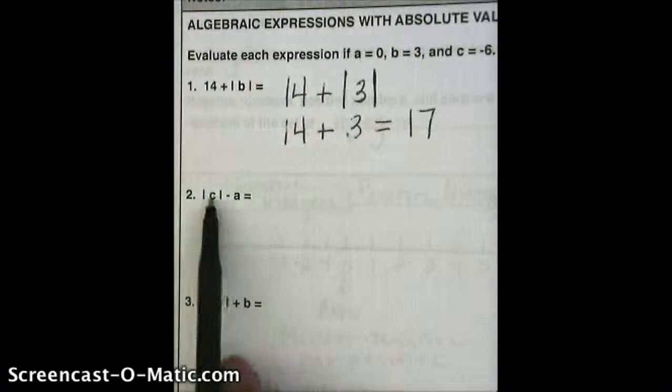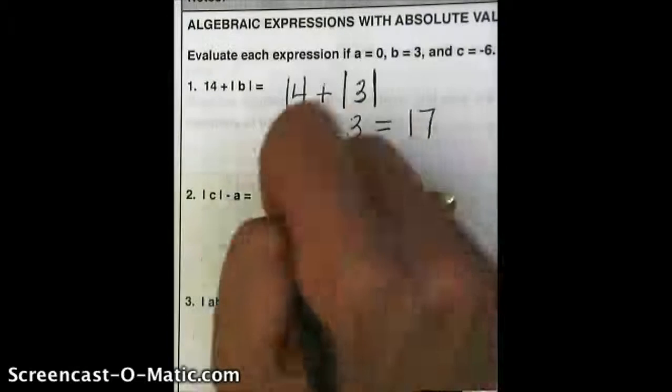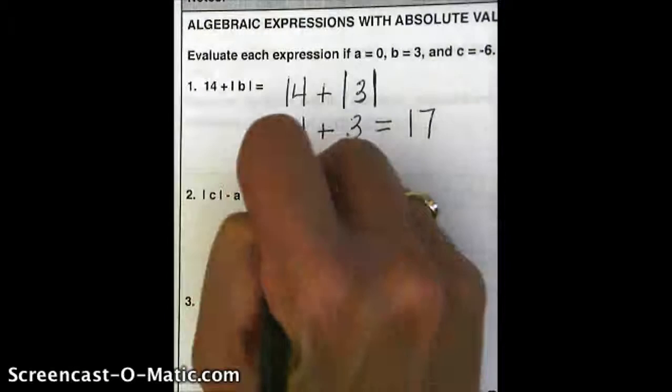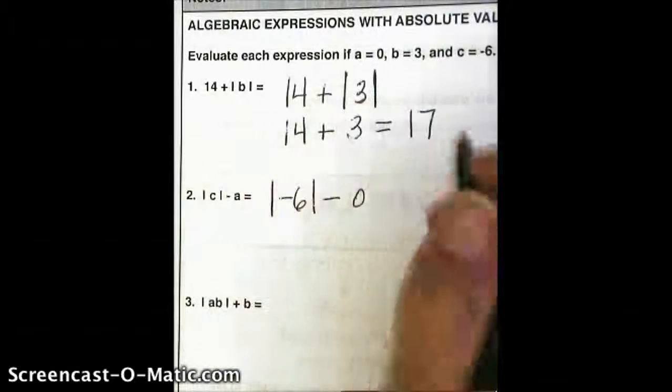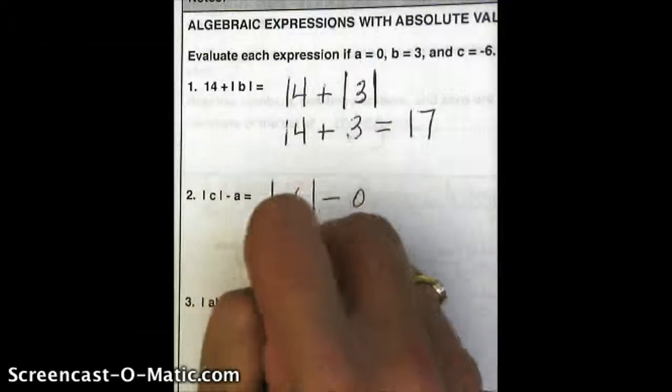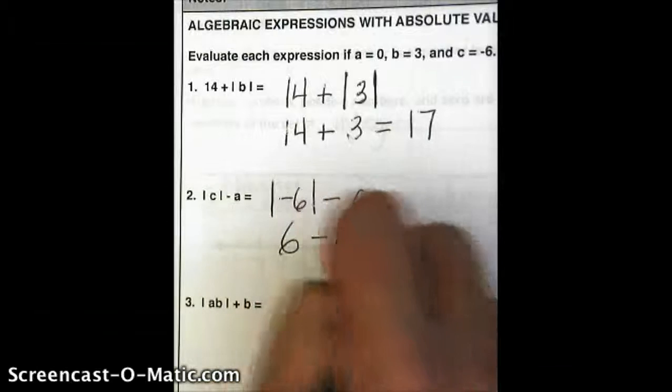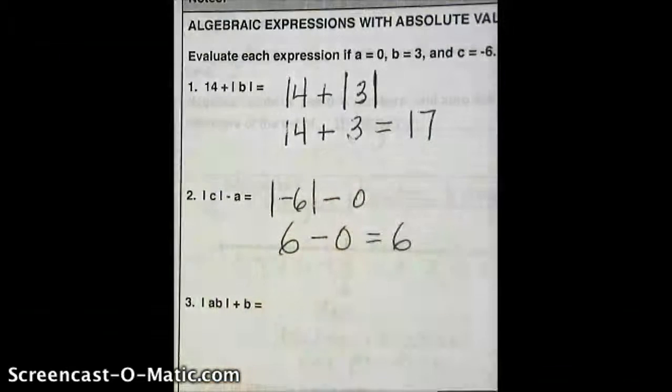In number 2, we have the absolute value of C minus A. C is -6, so we'll write that in absolute value symbols. Minus A is 0. And we'll evaluate. The absolute value of -6 is +6, minus 0 equals 6.